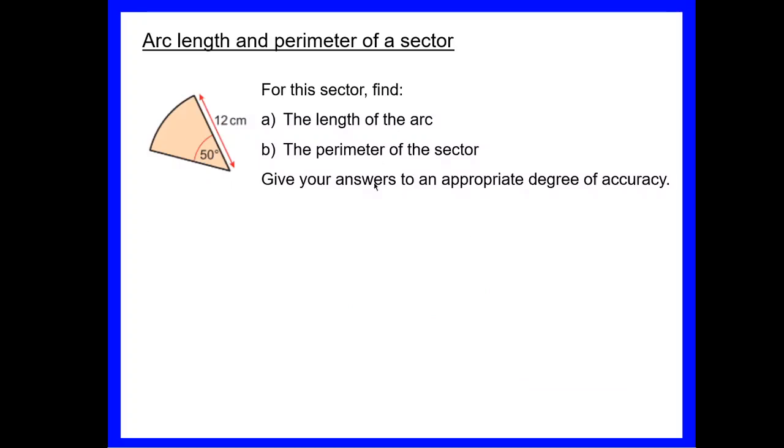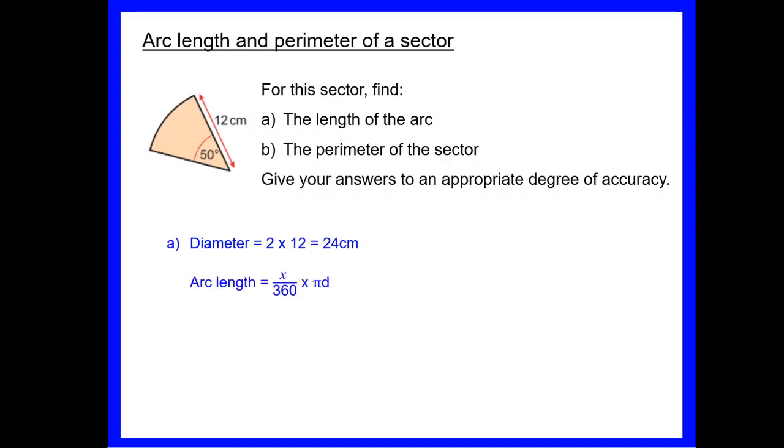So for this sector, we're going to find the length of the arc, and then we're going to find the perimeter. We're going to give our answer to an appropriate degree of accuracy. So for this first bit then, we need to find the length of the arc. So we're going to use our formula. Remember, we want to know what fraction of the circumference we need, and our circumference formula requires the diameter. So our radius was 12. 2 times 12 is 24, so our diameter is 24.